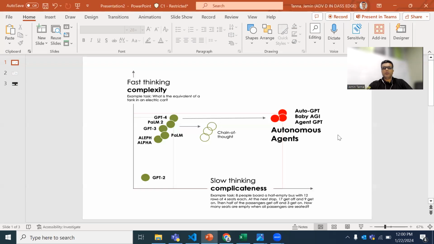Yeah, so what are we talking about? We are talking about complex, which is fast thinking, the NLP, the ChatGPTs of the world, that have solved a problem, versus the problem statements of complicatedness.